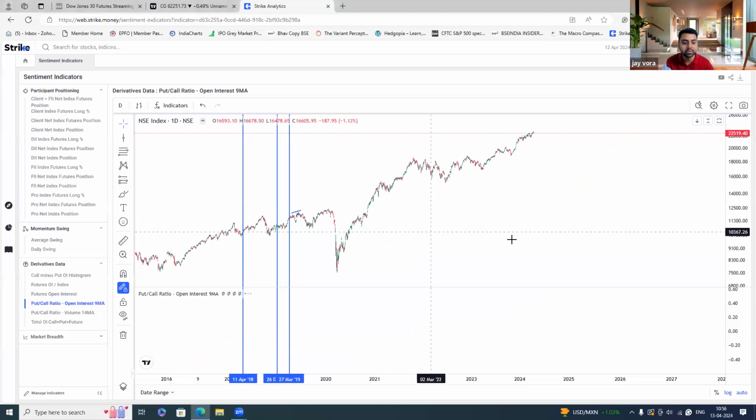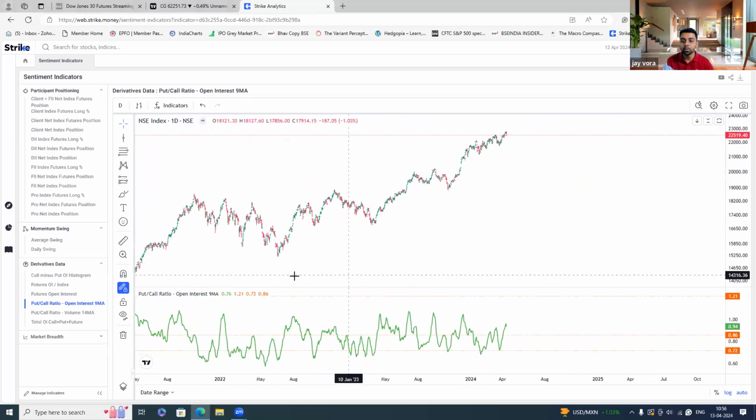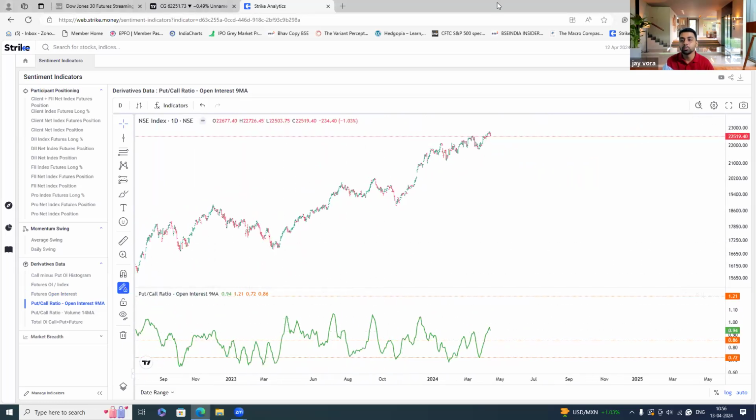But when we see the OI put call ratio, this OI put call ratio is again helpful for you to gauge whether we are heading higher in the short term or going lower in the short term. Because a rising OI PCR is bullish, and a falling OI PCR is bearish and it can lead to a correction.